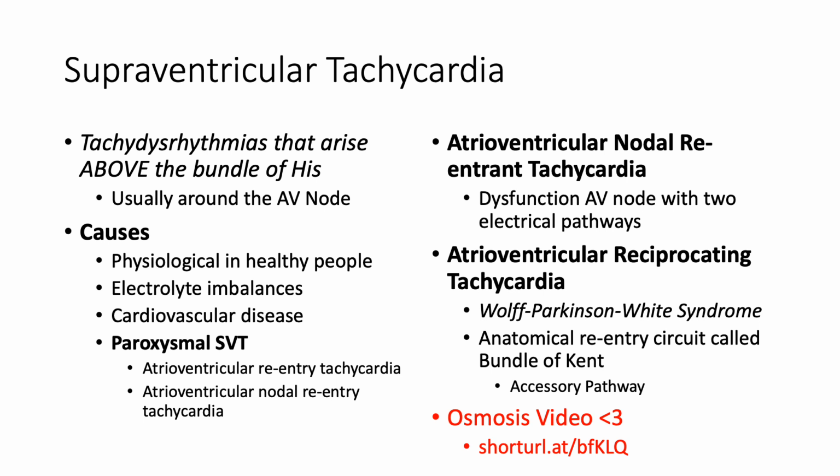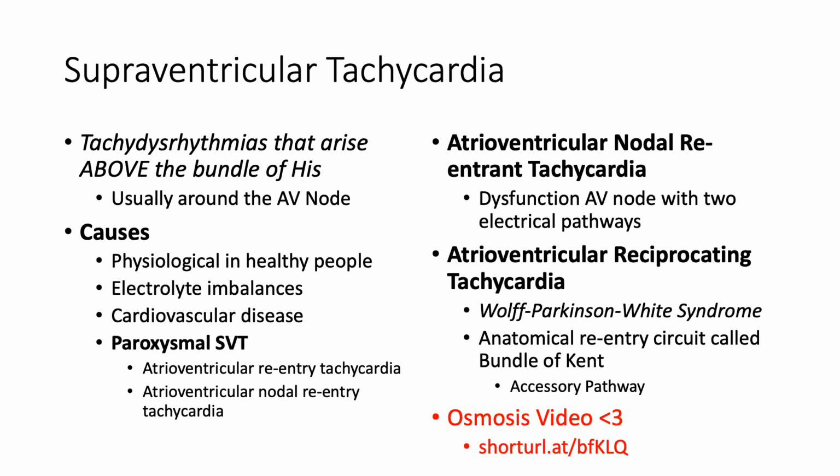Supraventricular tachycardias. These are fast heart rates that come from above the bundle of His, but not directly in the atrium. So this is usually from the AV node. It can happen in otherwise healthy people, and you can get paroxysmal SVTs. This means that people come into and out of them.